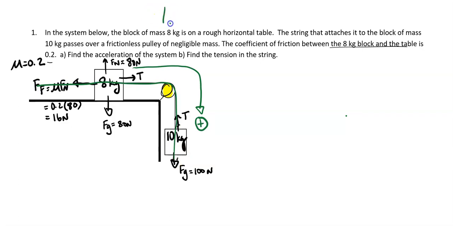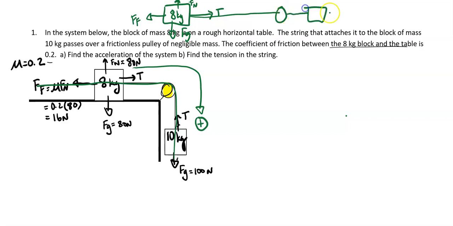Again, some people like opening it up so that if you think of this as the 8 kilograms, we have tension here, we have friction pulling this way, we have Fn, we have Fg, and that's connected to the pulley, which is then connected to the 10 kilogram block, which has Fg of 100 newtons, and we have tension pulling back this way. So people essentially move this up, and we're opening up the rope as a whole.